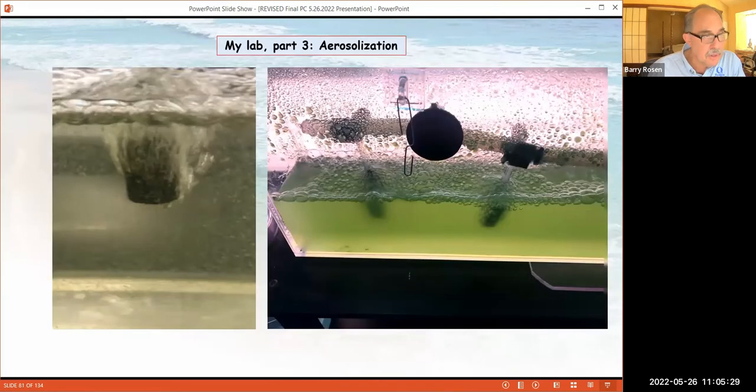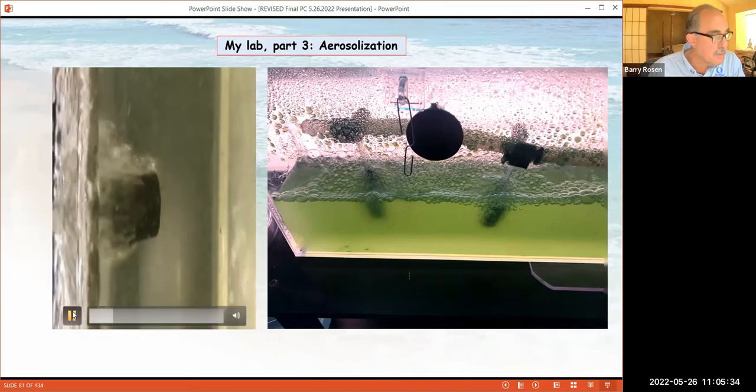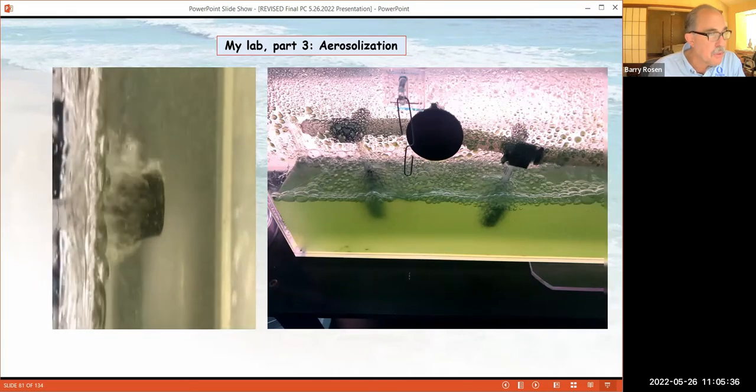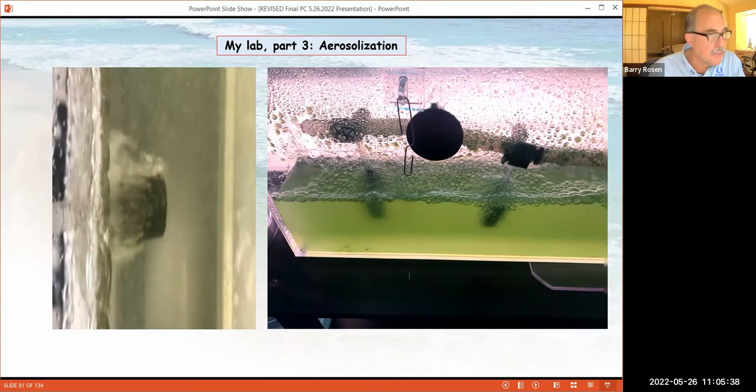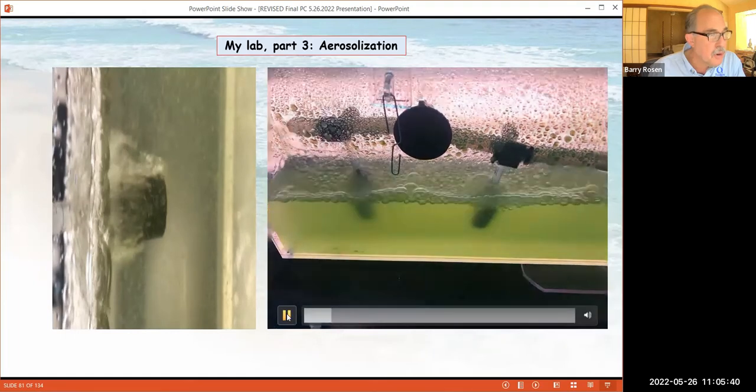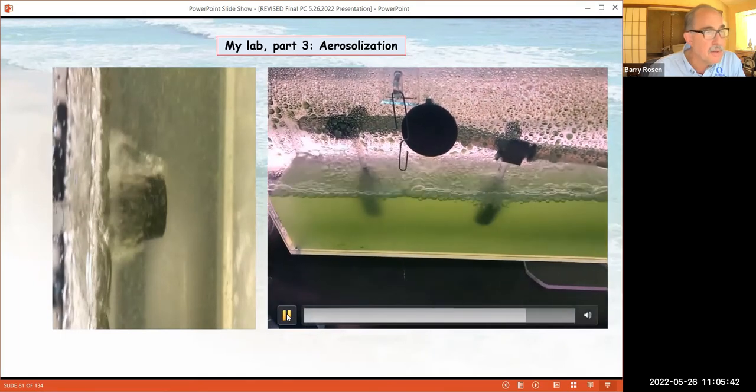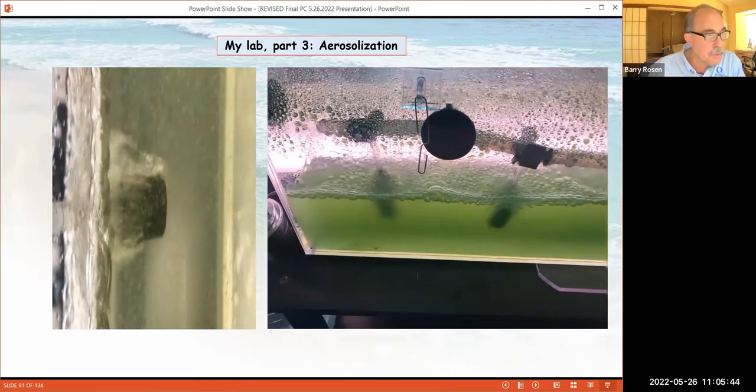So these are little videos. If you could play one of them. Yep, there we go. So the inhalation study, what we're doing, and you can play the one on the right, is we are taking a known amount of algae from the water, from a bloom, or from culture where we know what the toxin profile is, and we're forcing it to make aerosols.